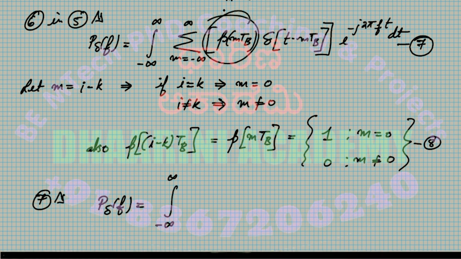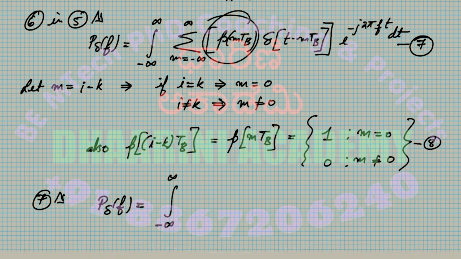Similarly, greater than 0 you consider. What is greater than 0 means? It is M is equal to 1, 2, 3, 4, dot, dot, dot, up to infinity. Again, the complete value becomes equal to 0. Correct? P of M, MTB is 0. Are you okay from equation 8?